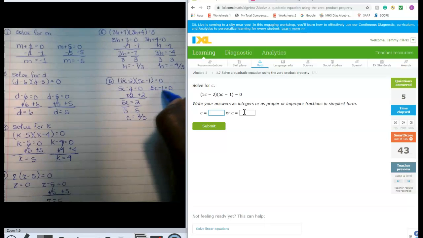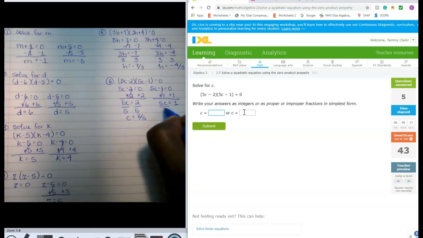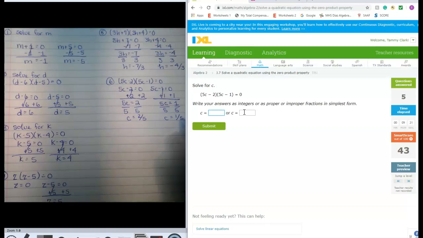We're going to do the same thing over here. To eliminate the negative 1, we're going to add 1 to both sides of the equation. And we've got 5c is equal to 1. Divide by 5 on both sides of the equation. c therefore is equal to 1/5.